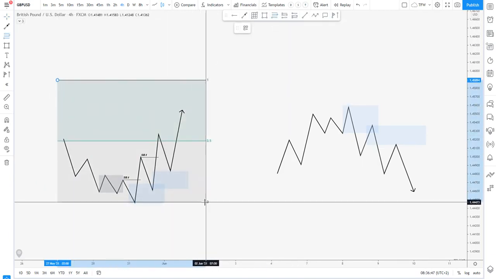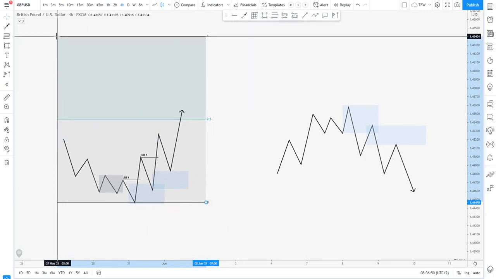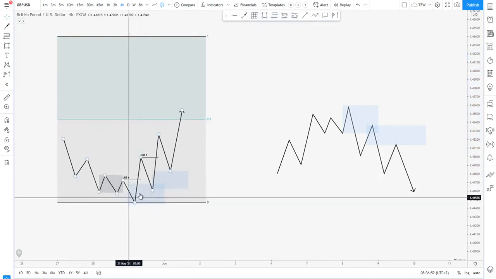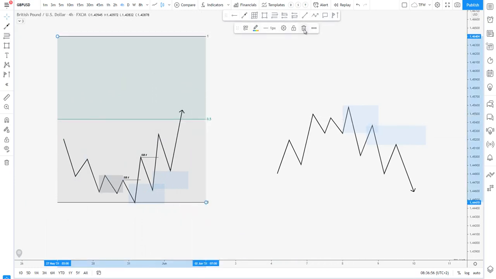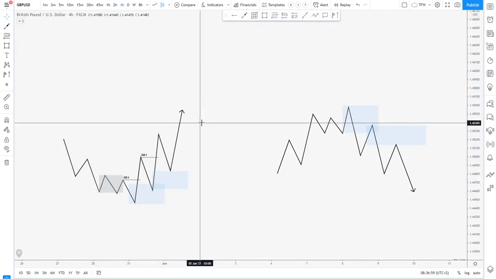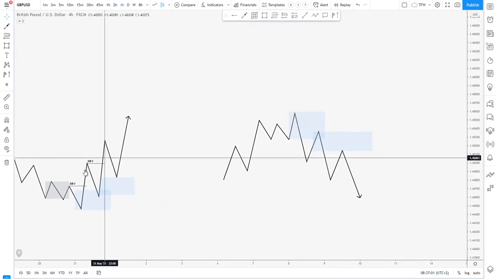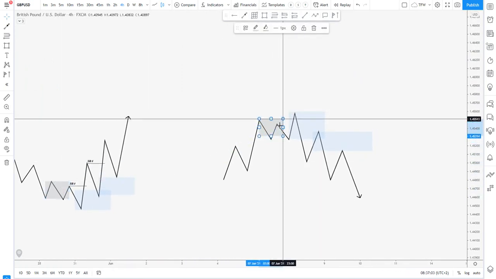Let's say that you have something like this and you manage to get, let's say something like this, and you spot the reversal down there. So you trade the market all the way up towards the 50%. Then you look to close your positions and start focusing on shorts. And again, same thing for a bullish market.